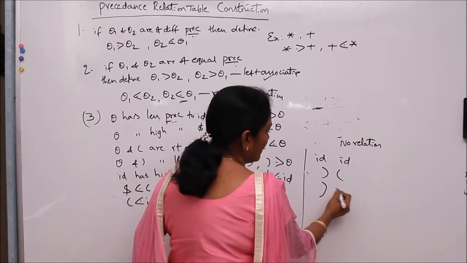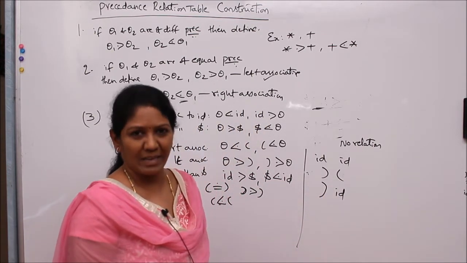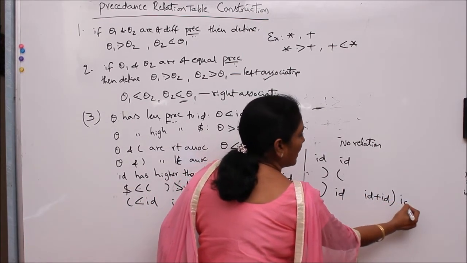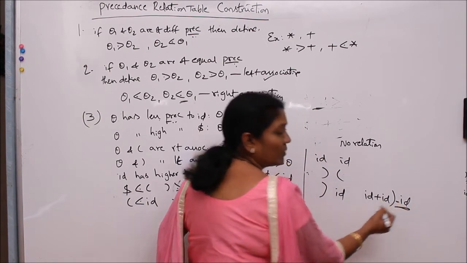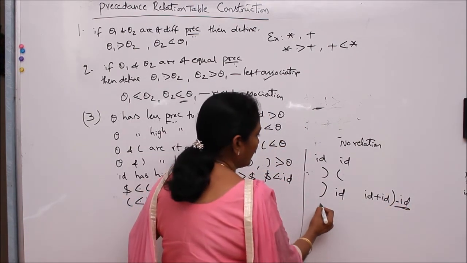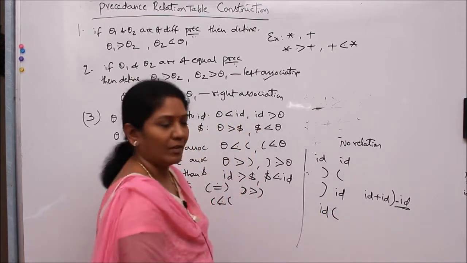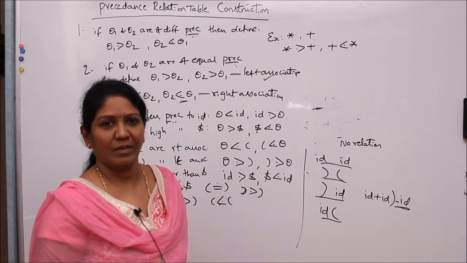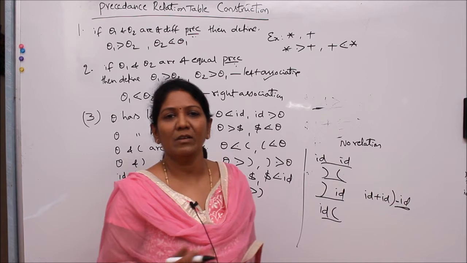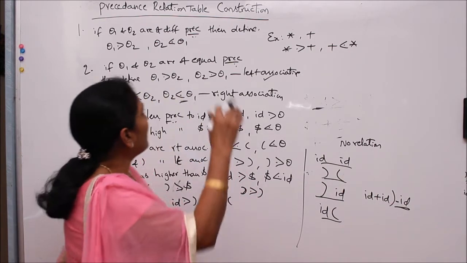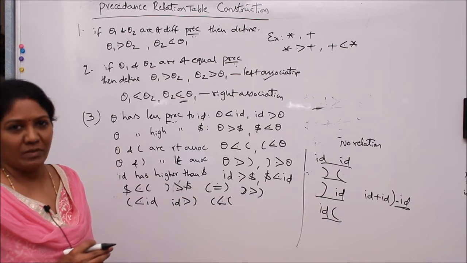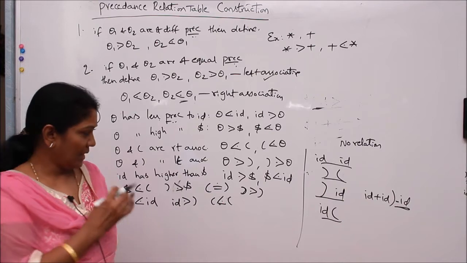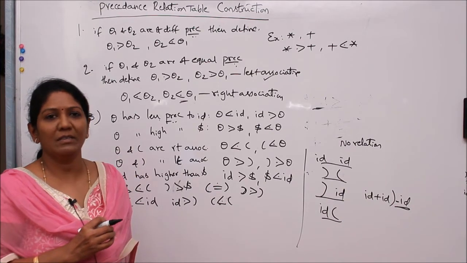Similarly, right parenthesis and ID also have no relation, because it is an error. Generally in any expression, ID plus ID followed by ID is a wrong one. In between there should be some operator. Similarly, ID and this. So no need of defining any relation between these two, because it is all errors. All blank entries in any parsing table are always errors. So by making use of these rules, the precedence relation table is constructed. Let us make use of these rules in constructing the precedence relation table.